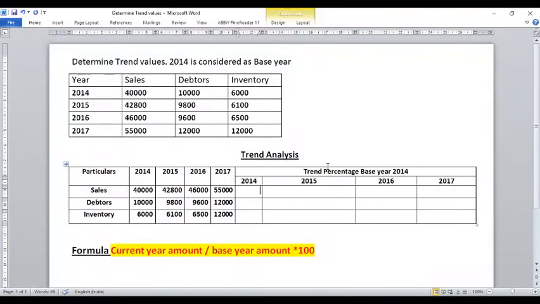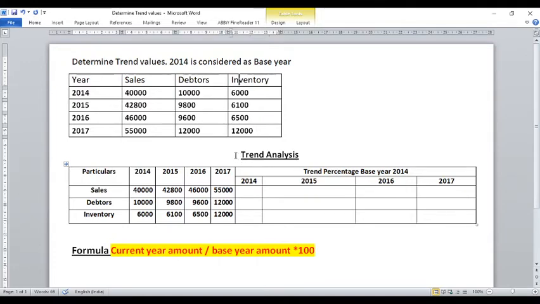Trend analysis is a process where I'll be comparing your past performance with the present or future performance. So here if we go to this problem, we'll find: determine trend values for 2014 is considered as base year. So that means you have to consider 2014 as the base year when you have to calculate trend analysis for sales, data, and inventory.